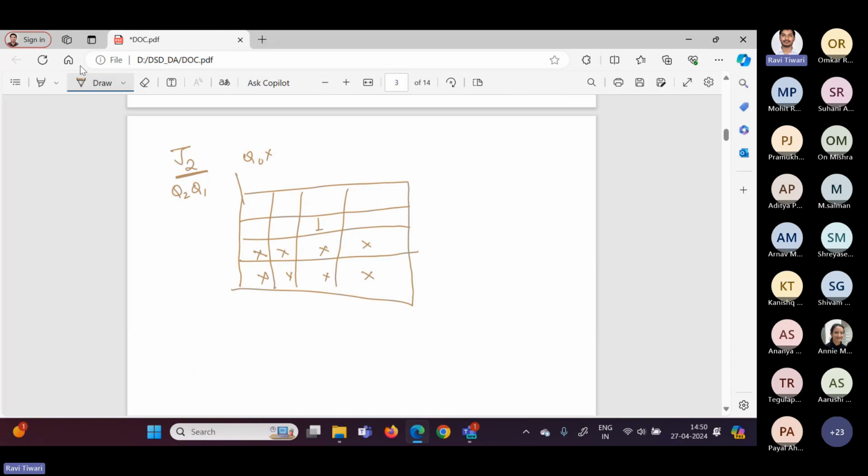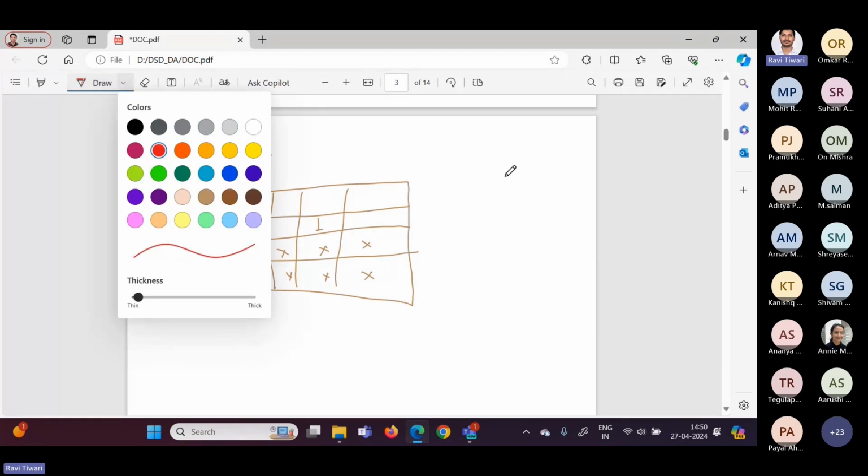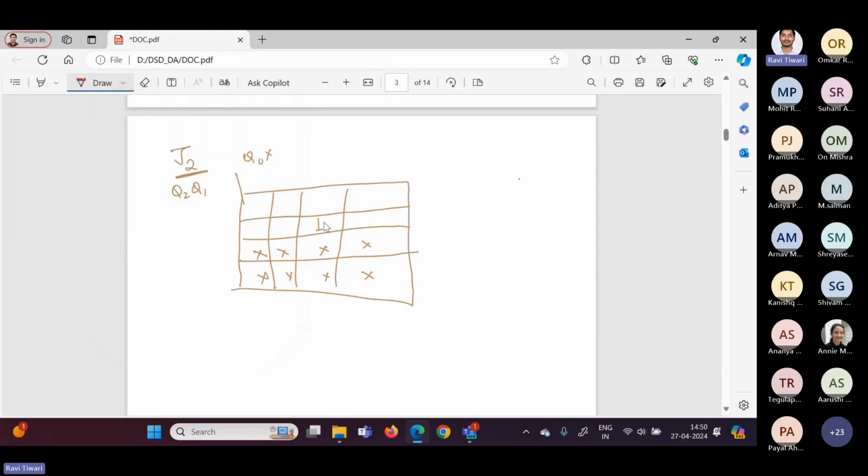And now we will make the group here. So here a quad is not possible, only a pair is possible. And if you draw the pair, then the expression for J2 that you will get will be Q1, Q0, X.